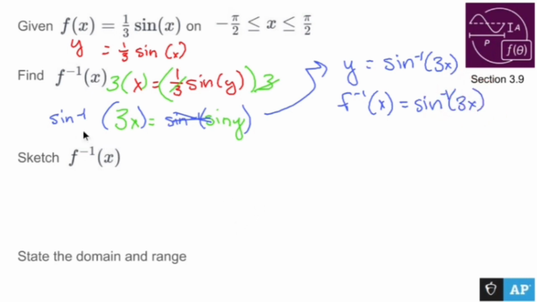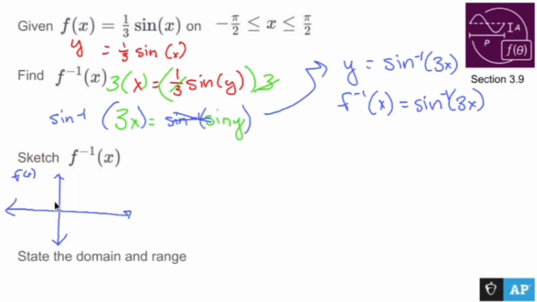Now I'm going to sketch this from the point of view of f. I'm not going to act as if I have the inverse sine memorized. I kind of do, but I don't really. So let's remember what 1/3 sine of x looks like really quickly. This is f of x.